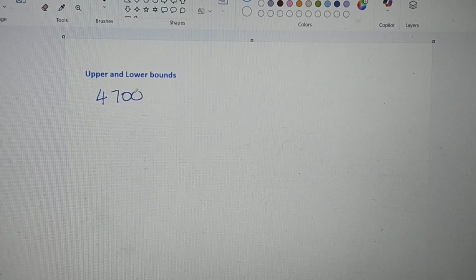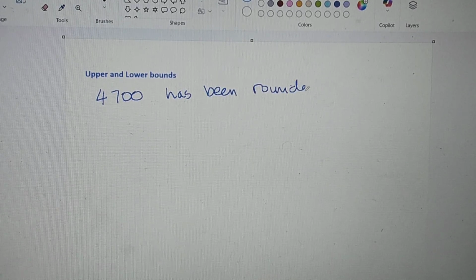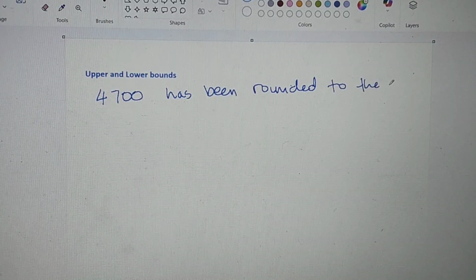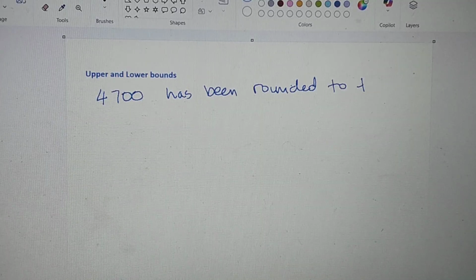4,700 has been rounded to the nearest 100.